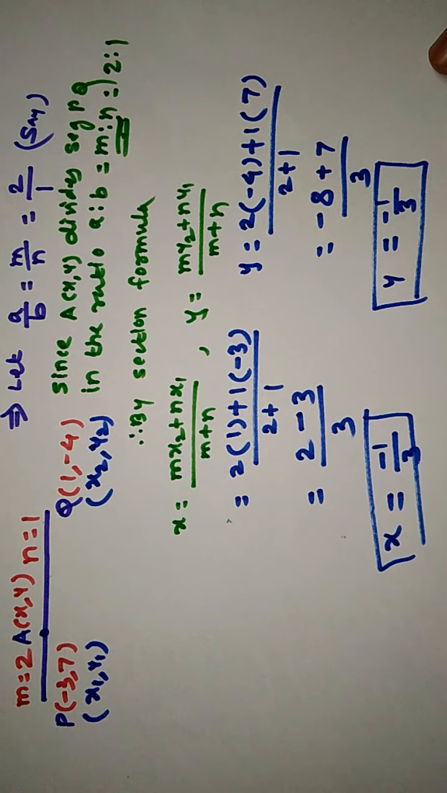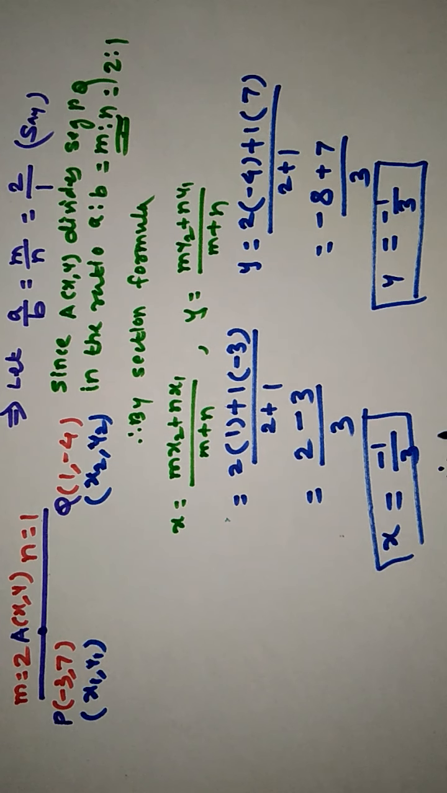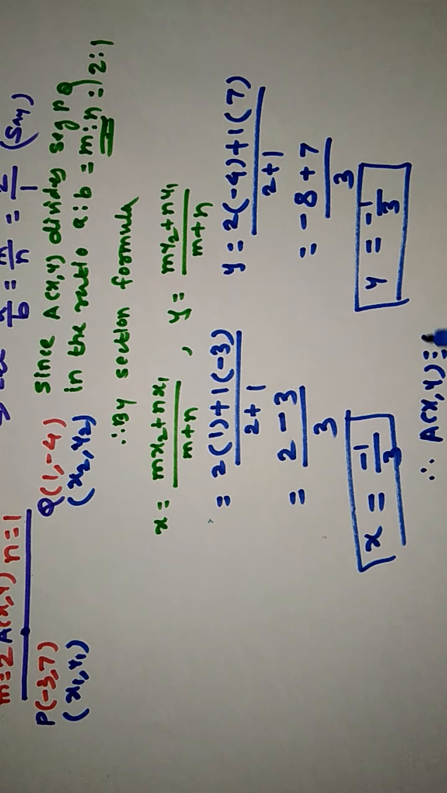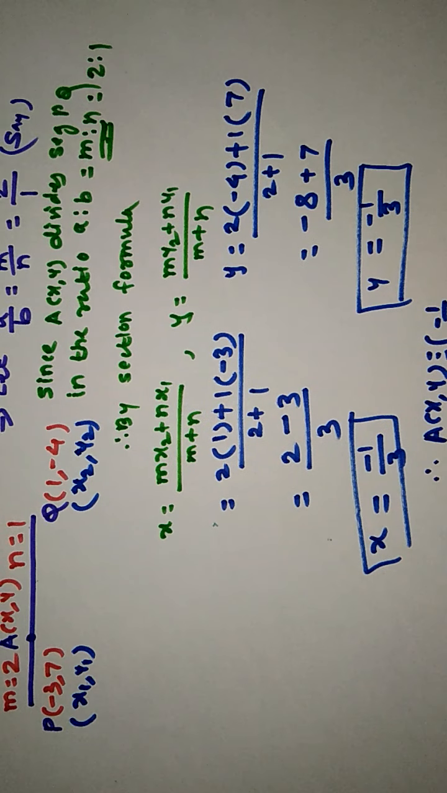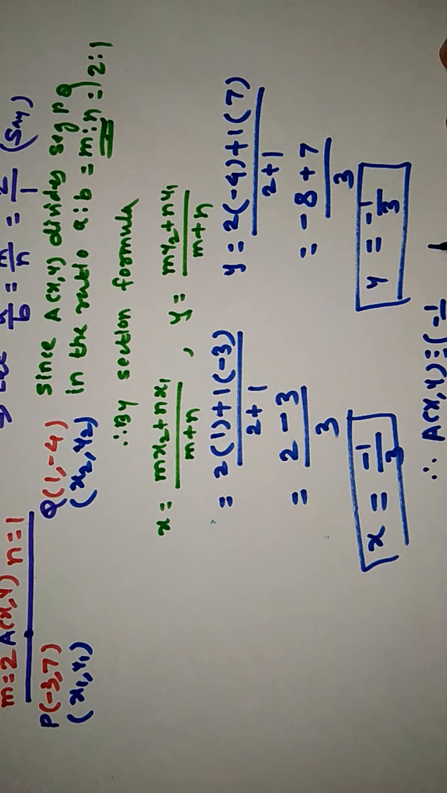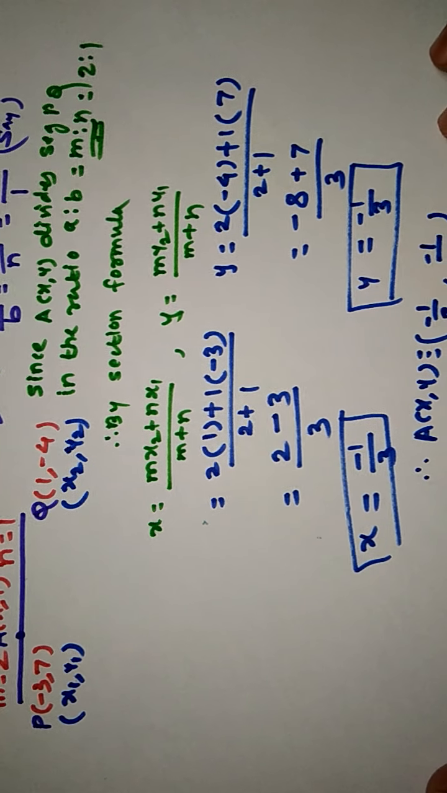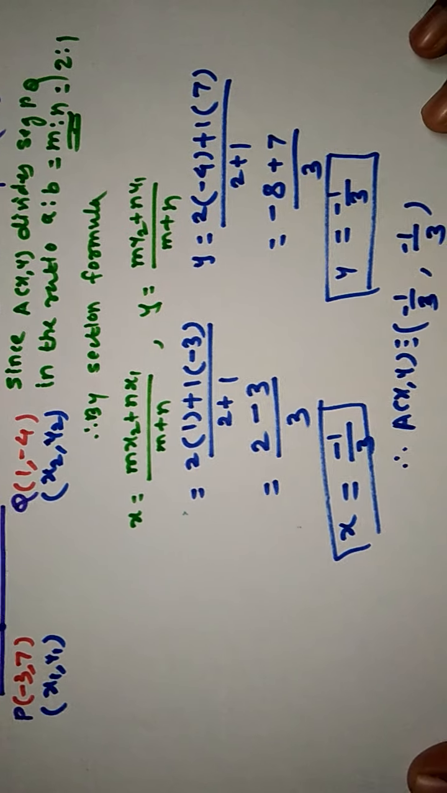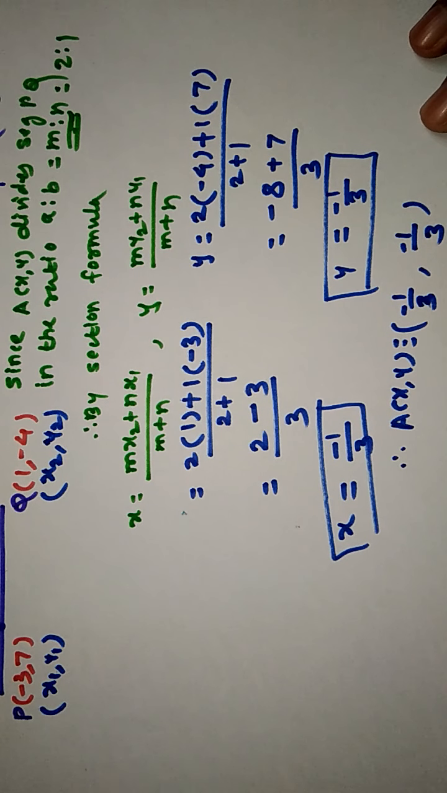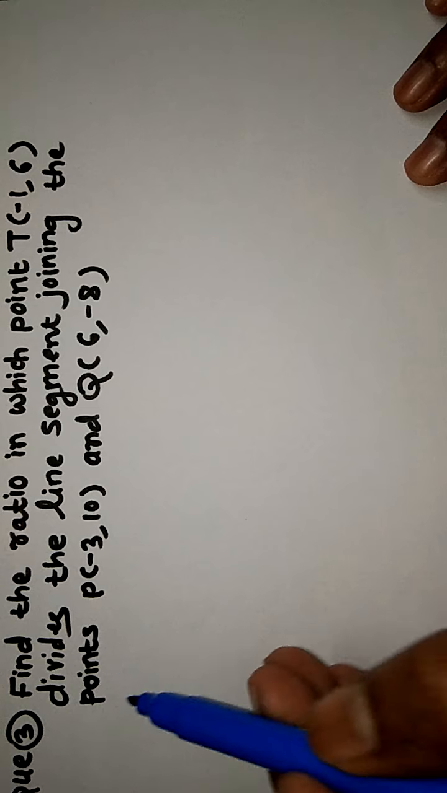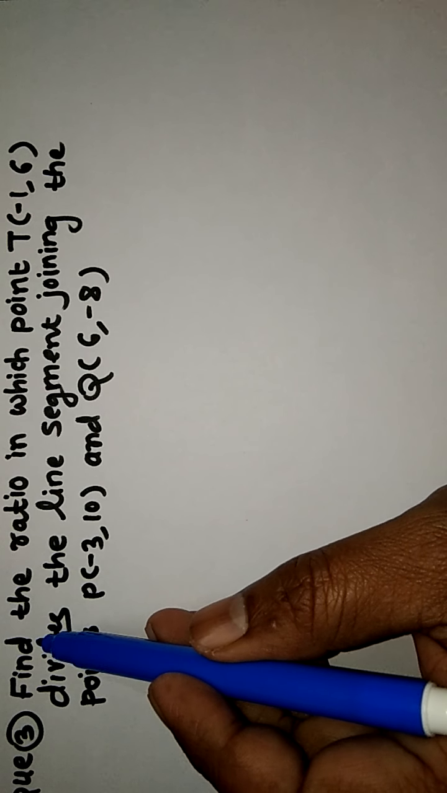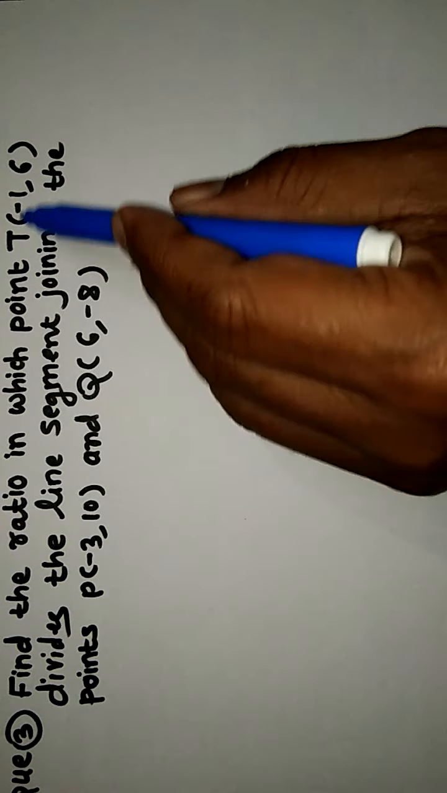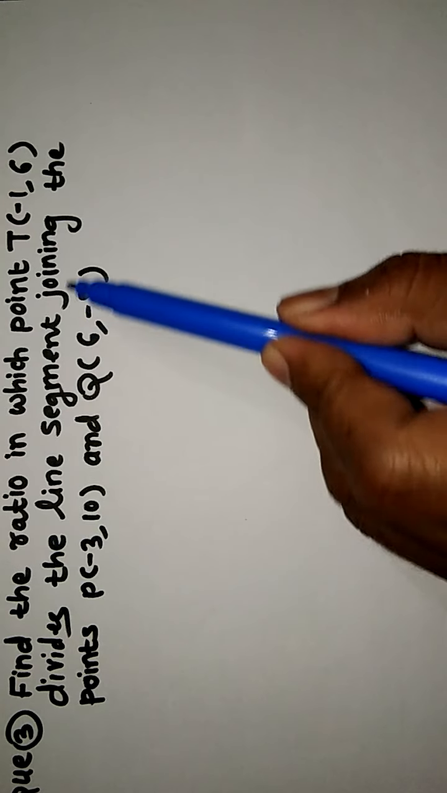Therefore the coordinates of point A(x, y) are minus 1 by 3 and also minus 1 by 3 for the y coordinate. This is the solution of question number 2. Question number 3. Find the ratio in which point T(minus 1, 6) divides the line segment joining the points.